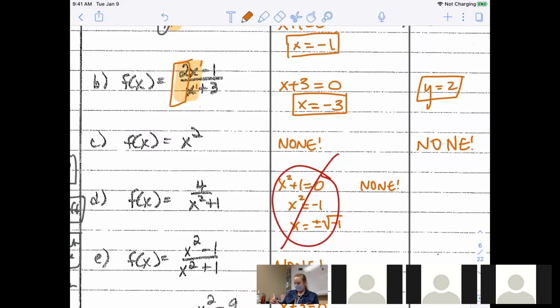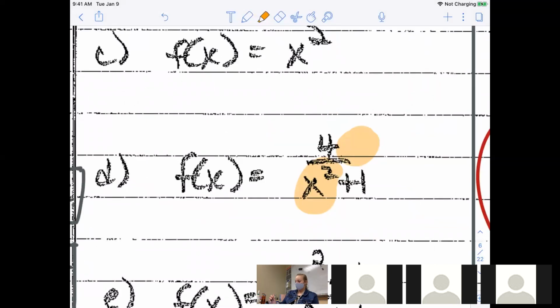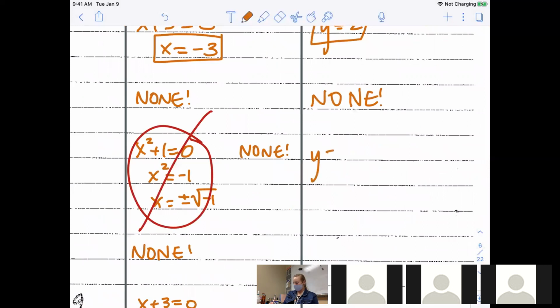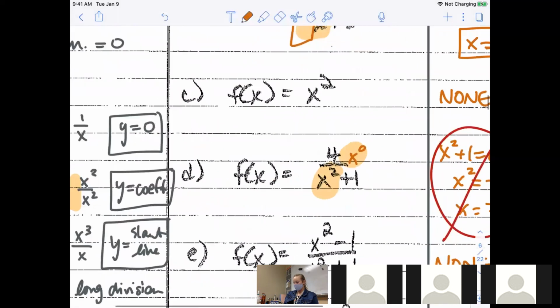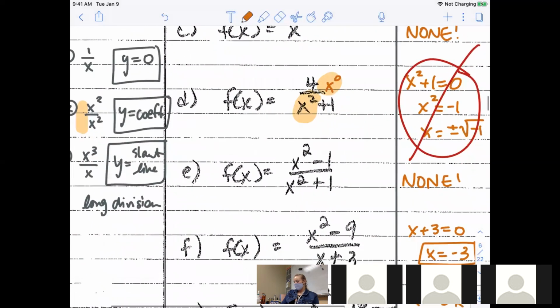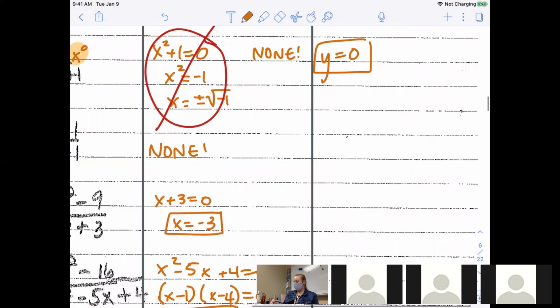All right, the next one. I've got 4, and I have x squared. What's technically the exponent of my x in the numerator here? Do you see any x in the numerator? Technically x to the 0. That's smaller than the one on bottom, so I'm looking at example 1. My horizontal asymptote will be y equals 0. Do I need to explain that some more? Okay, I'm going to keep rolling then. Letter E, what do I got going on there? Their exponents are both 2, so I look at their coefficients, and their coefficients are 1.